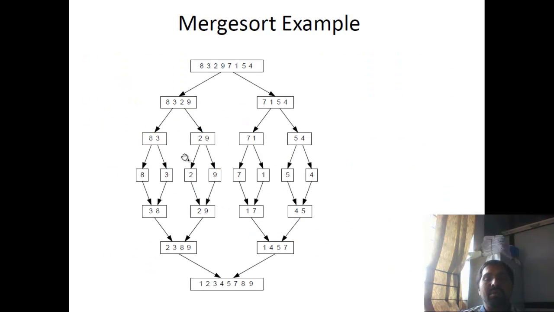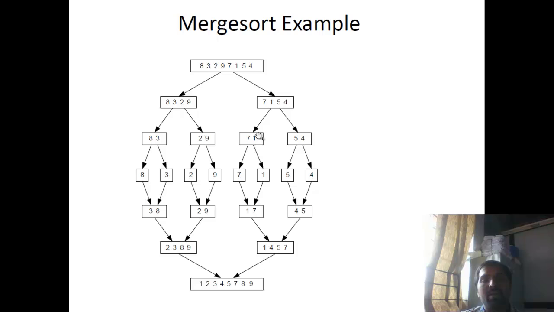For example, we have 8 elements in the given array: 8, 3, 2, 9, 7, 1, 5, 4. First we divide this array into two equal-size subproblems. The first half gets 4 elements, the second half gets 4 elements. Coming to 8, 3, 2, 9, again we have 4 elements, so we cannot give the solution directly. We divide again into two subproblems, 8, 3 and 2, 9, each having 2 elements, and we divide those again into two subproblems.